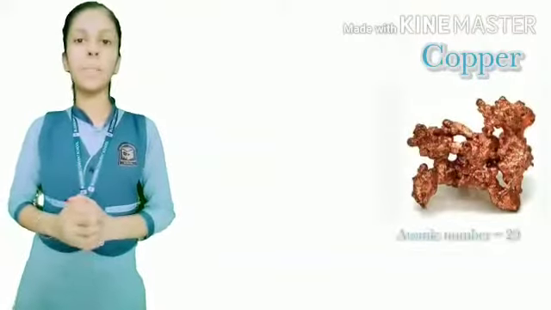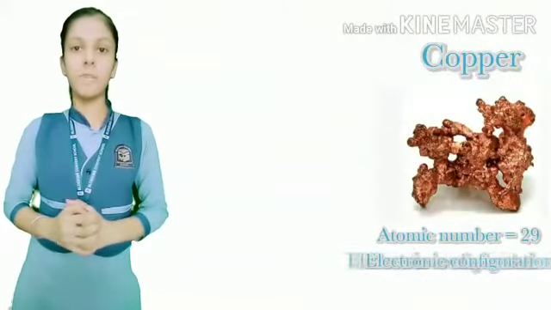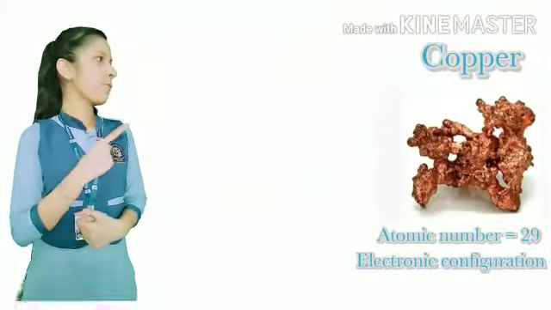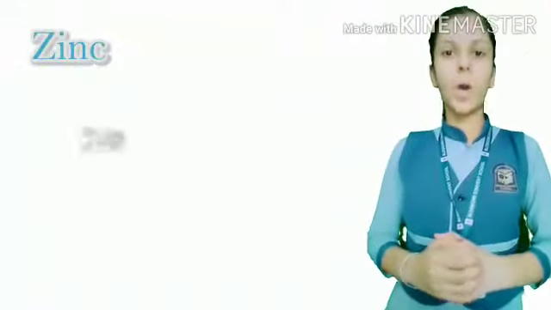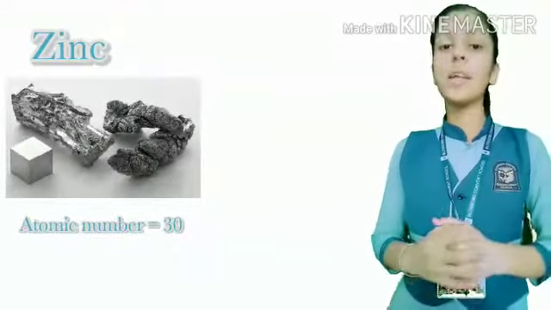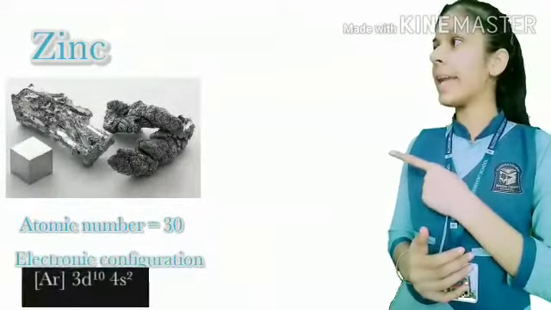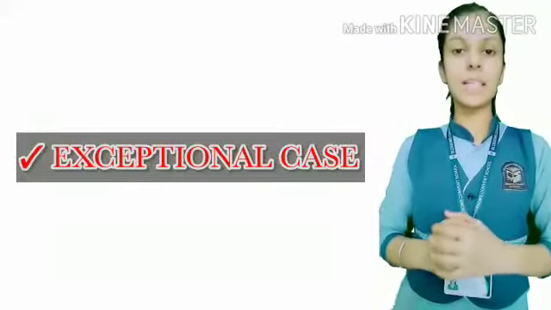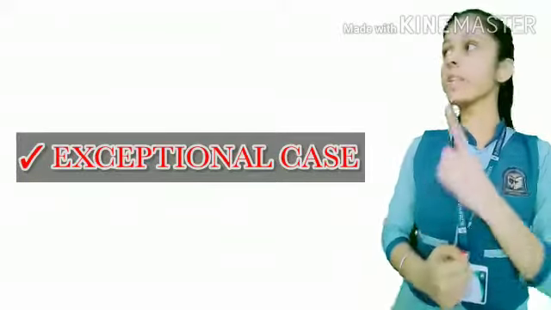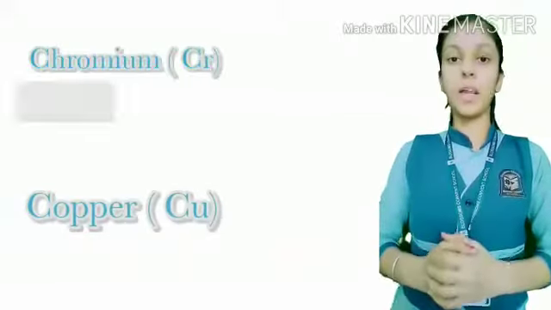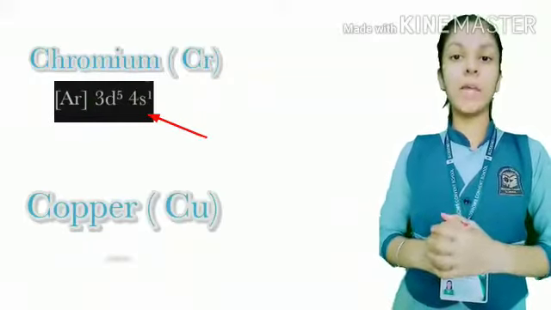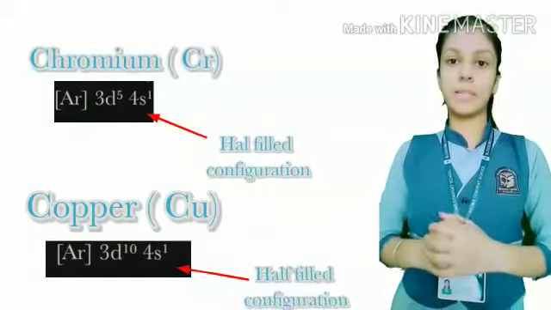The ninth element is copper. Its atomic number is 29, electronic configuration is argon 3d10 4s1. So the 10th element is zinc. Its atomic number is 30 and electronic configuration is argon 3d10 4s2. In the first transition series of D block elements, the exceptional cases for electronic configuration are chromium and copper. They are known as anomalous and have extra stability compared to the other elements.